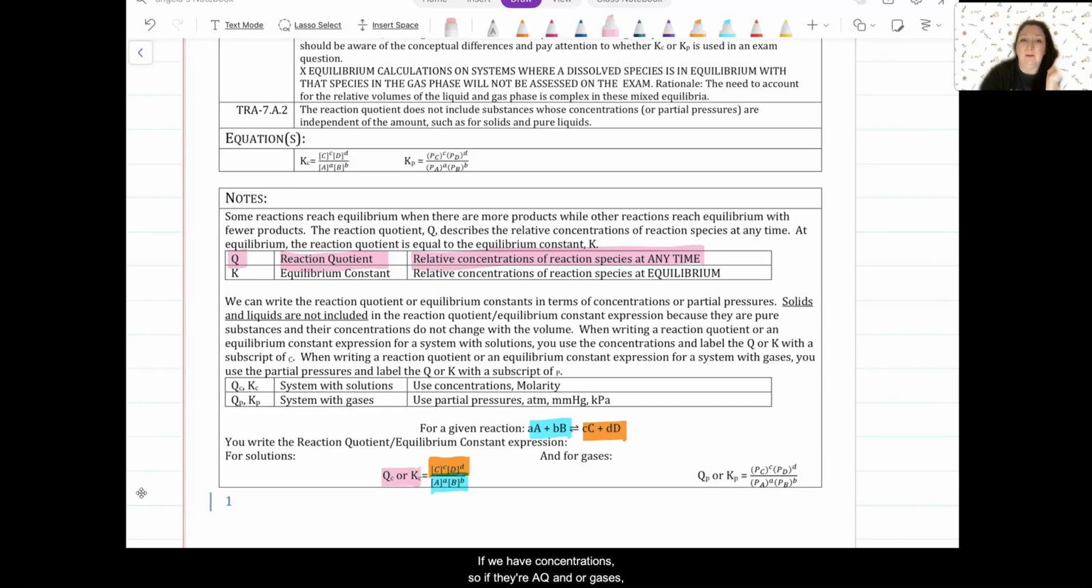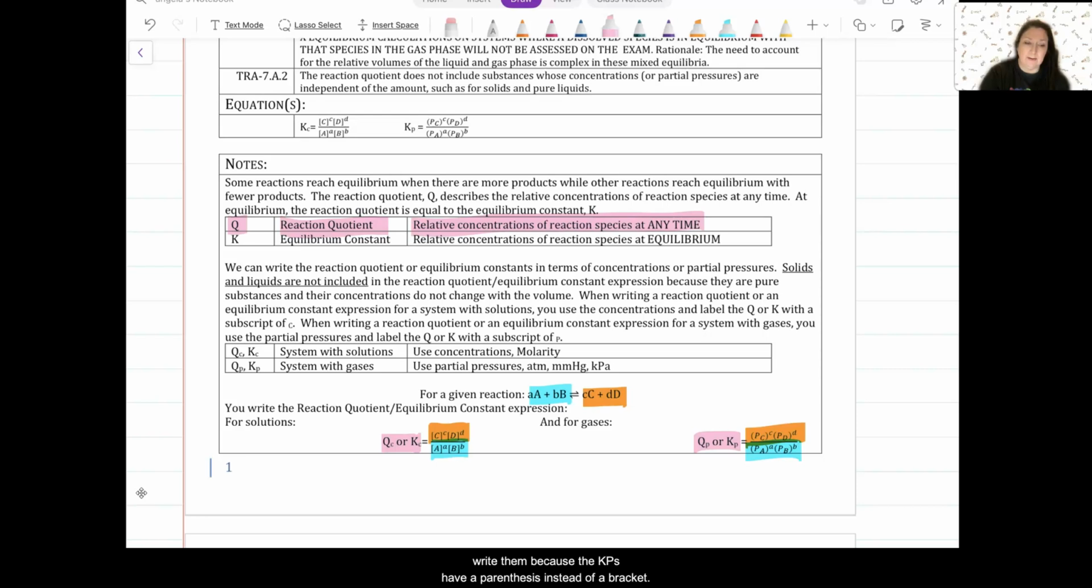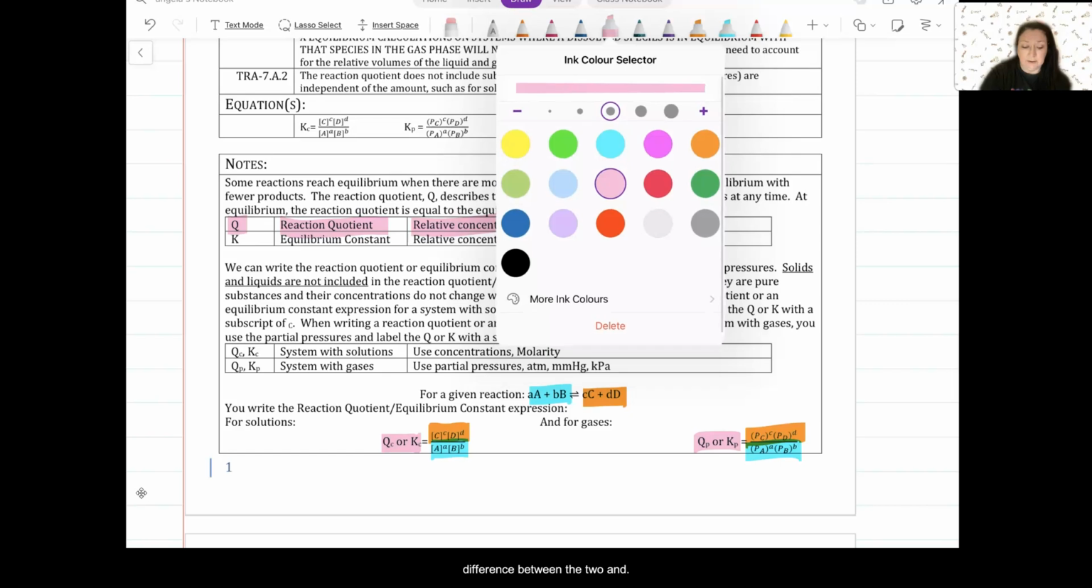And it's C if we have concentrations. So if they're aqueous and or gases, they could fall into the QC or the KC. And if they're all gases and we are given some type of pressure, then we are dealing with KPs. And you can notice the difference in the way that we write them because the KPs have parentheses instead of brackets. So be careful of that. That's very, very, very important that you make that notation and the difference between the two. And yes, they are very particular about it.